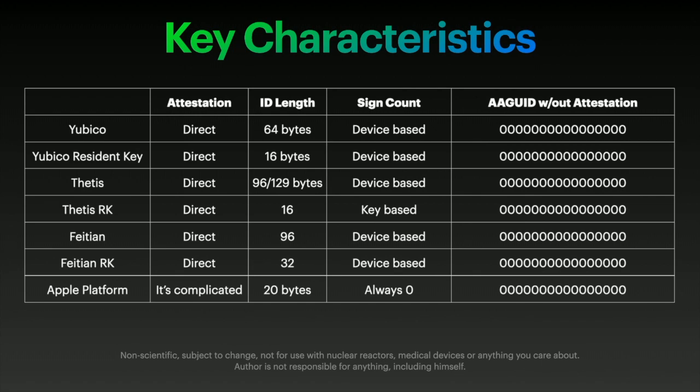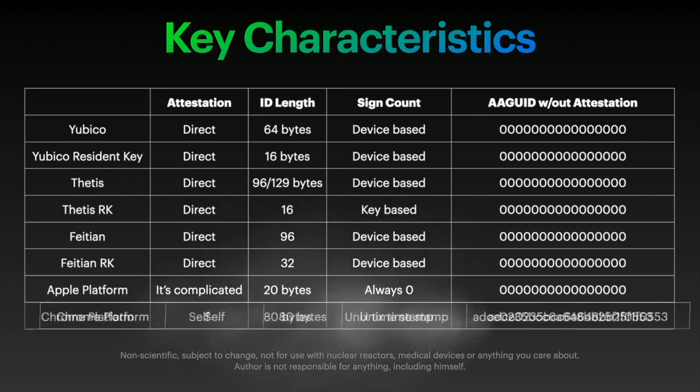However, the Apple platform, it's 20 bytes. The signature count is always zeros. They do a good job of the AAGUIDs. On the attestation, it gets a little bit complicated. We'll talk about that shortly as we get into that. And then with Chrome, they do attestation where they self-attest.